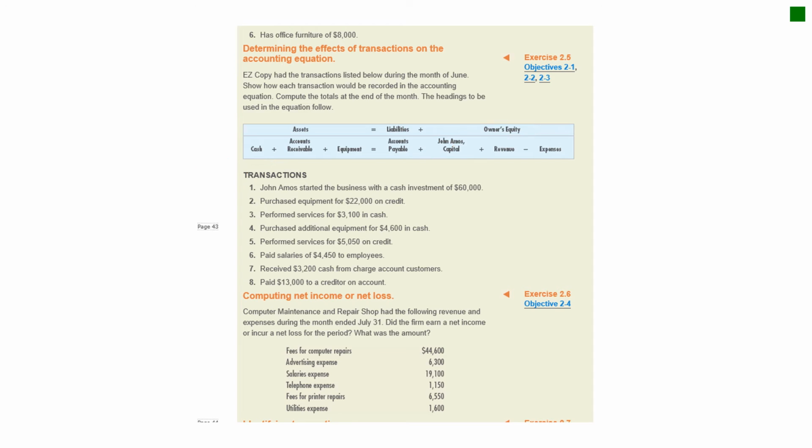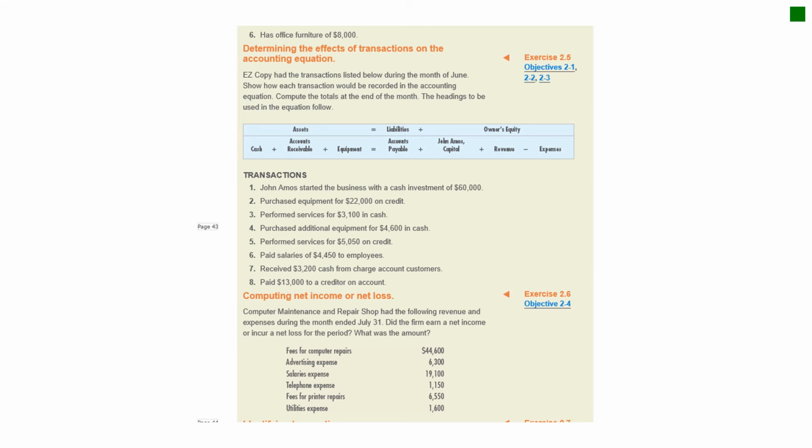So that's number 1. Number 2, it says purchased equipment for credit, $22,000. So here's your equipment. That's an asset. So plus $22,000. And of course, on credit is going to be accounts payable. Notice here's your equal sign. You do a plus $22,000 under accounts payable. That would take care of number 2.